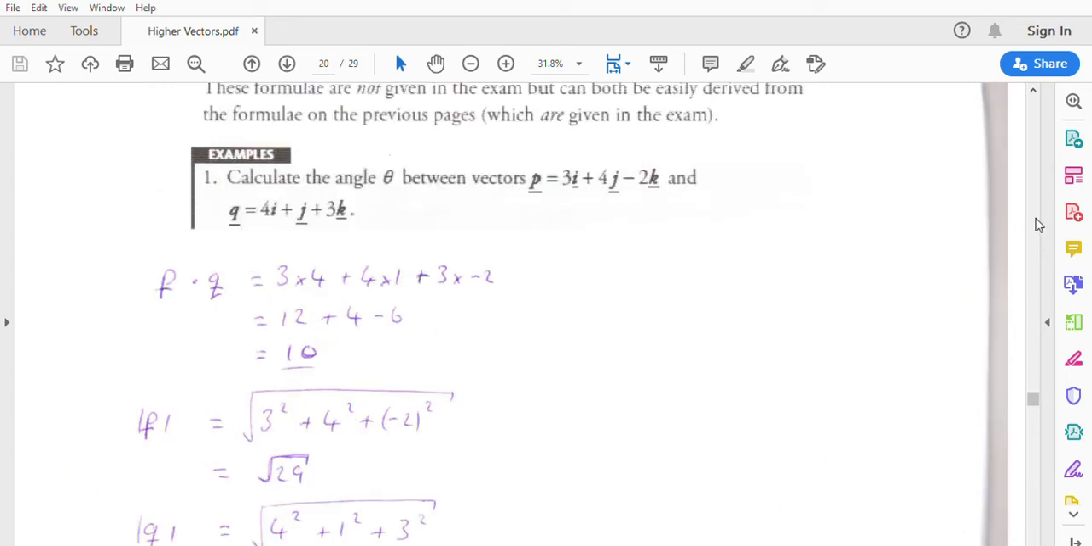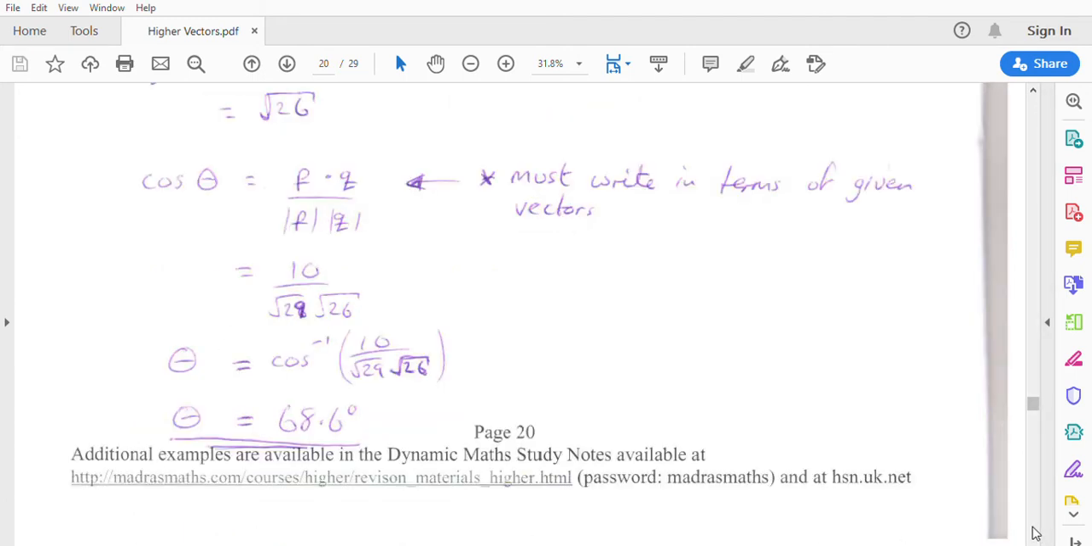Okay, so what have we really done there? We've done P dot Q, we've found the magnitude of P, the magnitude of Q, and we've substituted in and taken the inverse cosine. And that's us done. That would be 5 marks in a higher maths exam.